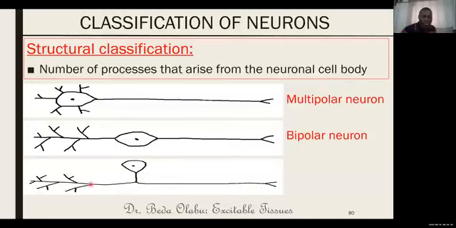One of the processes is dendritic, the other process is axonal. This neuron is therefore called a pseudo-unipolar neuron. It's a false single pole. The fourth type of neuron based on this classification is what you'll call an apolar neuron. An apolar neuron, one word, will be just a cell body without any process arising from it.